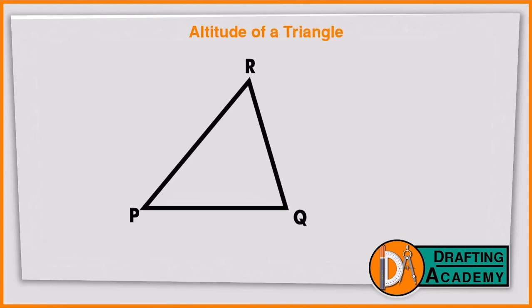The next thing we need to know about a triangle is the altitude. The altitude is also known as the height. If we have a triangle PQR, the altitude is the distance from side PQ to point R. To get that distance, usually what happens is we're going to draw a perpendicular line to the base, which is PQ, that is going to touch point R.